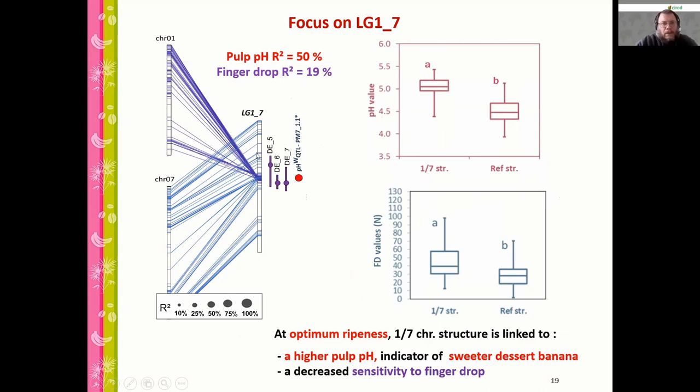due to the translocation, something interesting is that we have two major QTLs on this one. The major QTL linked to pulp pH, pulp acidity, with around 15% of the variability explained, was found on this 1-7 linkage group. And for finger drop also, the most important QTL, which explains 19% of variability, is also located on this linkage group. So it's very interesting to see that at optimum ripeness, this structure is linked to a higher pulp pH, which is an indicator of sweeter dessert banana. So it could be important for dessert banana breeding, and to a decreased sensitivity to finger drop, which is what we are looking for.